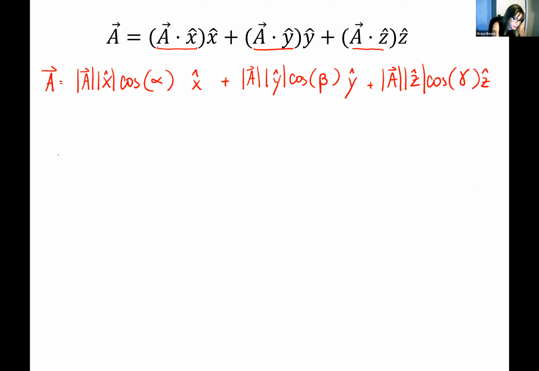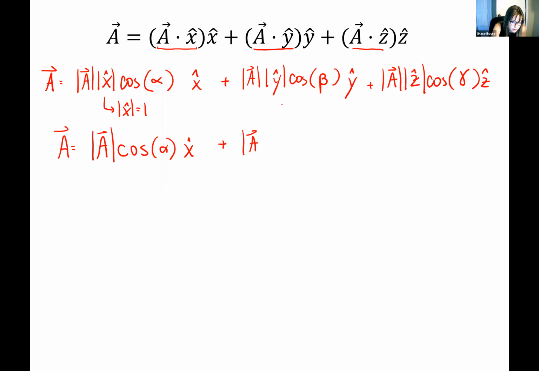Let's use one more definition. We know that the norm of any unit vector is 1. So all of these terms have the norm of some unit vector. So I can replace those with the number 1, or I don't even draw anything at all. Like the norm of x hat is just the number 1. So really this expression I can simplify into norm of vector A times cosine alpha. And all of that is multiplied by x hat.